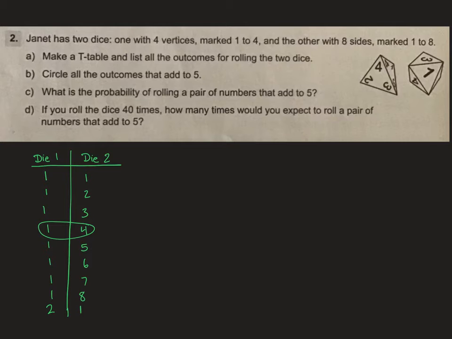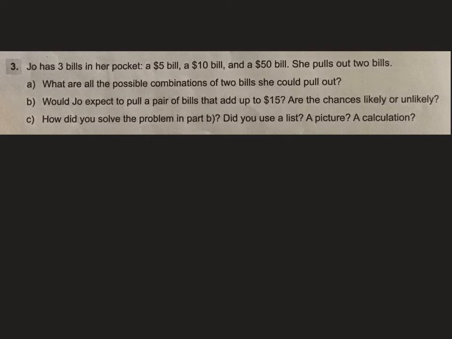The third question talks about Jo, who has 3 bills in her pocket, a 5, a 10, and a 50, and she pulls out 2 bills. So part A asks what are all the possible combinations of 2 bills that she could pull out. So you can choose how to do this. You could write out a list.